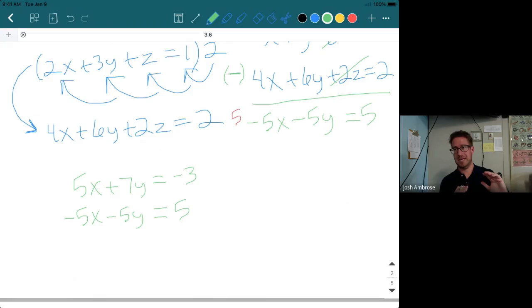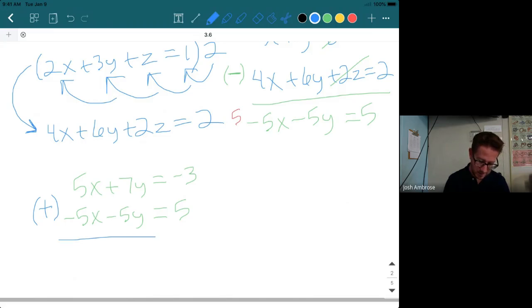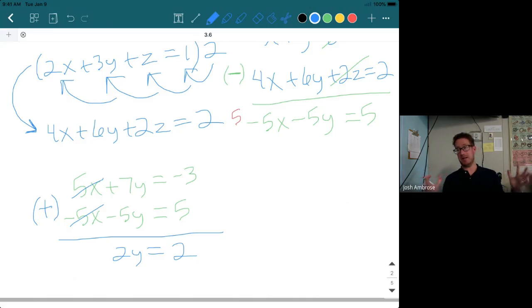Because look at the x's. Now I have the same coefficient, but you will notice that the sign on these guys is opposite. There's a positive 5 and a negative 5, so I have to use addition to get these guys to be eliminated. Now you'll see that I have 7 minus 5, which is 2y, equals negative 3 plus 5, which is 2. And now I'm down officially to one variable that I can solve for. So what is y? y equals 1. All of that work was just to get down to solve for one variable. But once you have one variable, it starts to work out a lot faster.